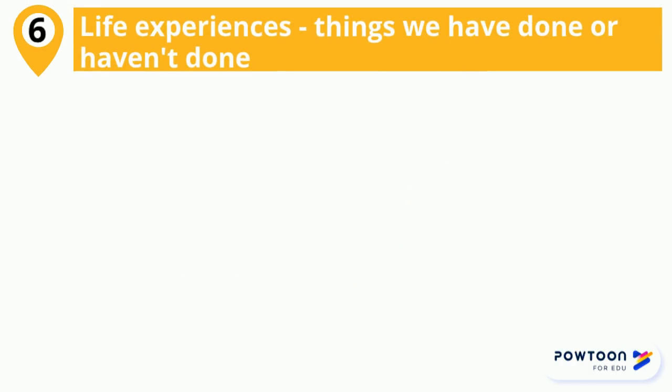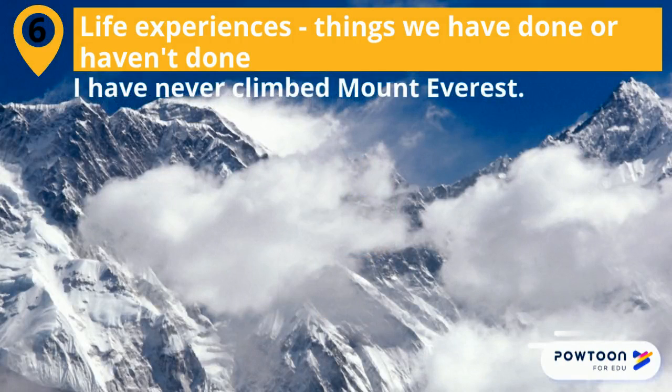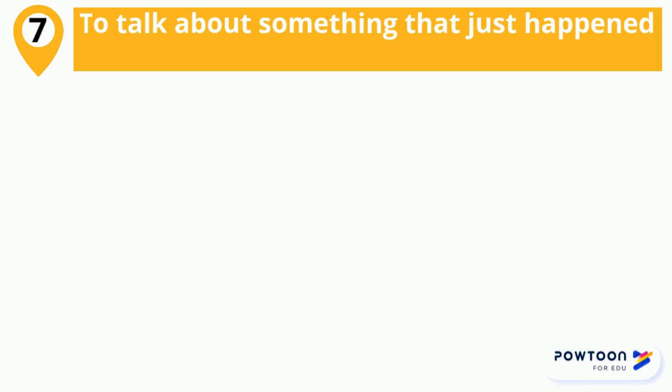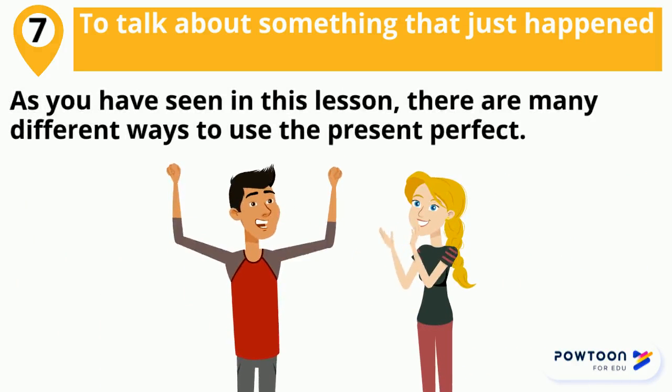We also use present perfect to talk about life experiences, things we have done or haven't done. I have visited 11 different countries in the world. I have never climbed Mount Everest. Who knows, maybe one day. Finally, we use the present perfect to talk about something that just happened. As you have seen in this lesson, there are many different ways to use the present perfect.